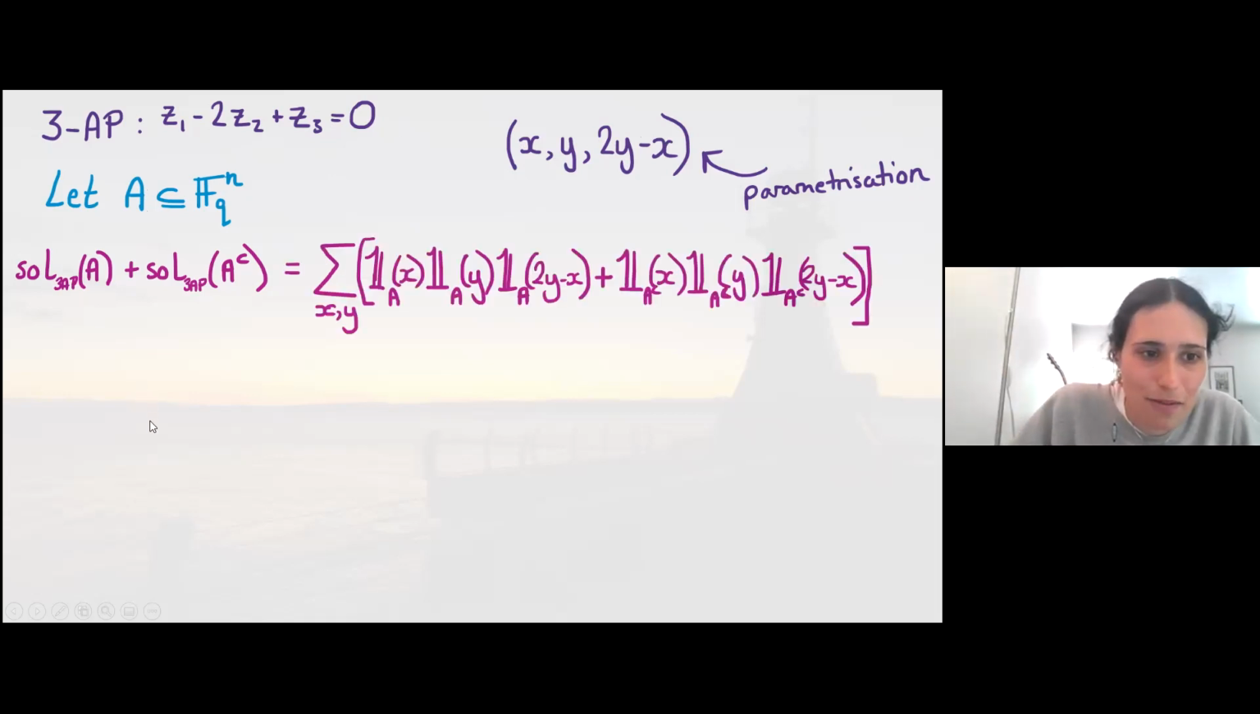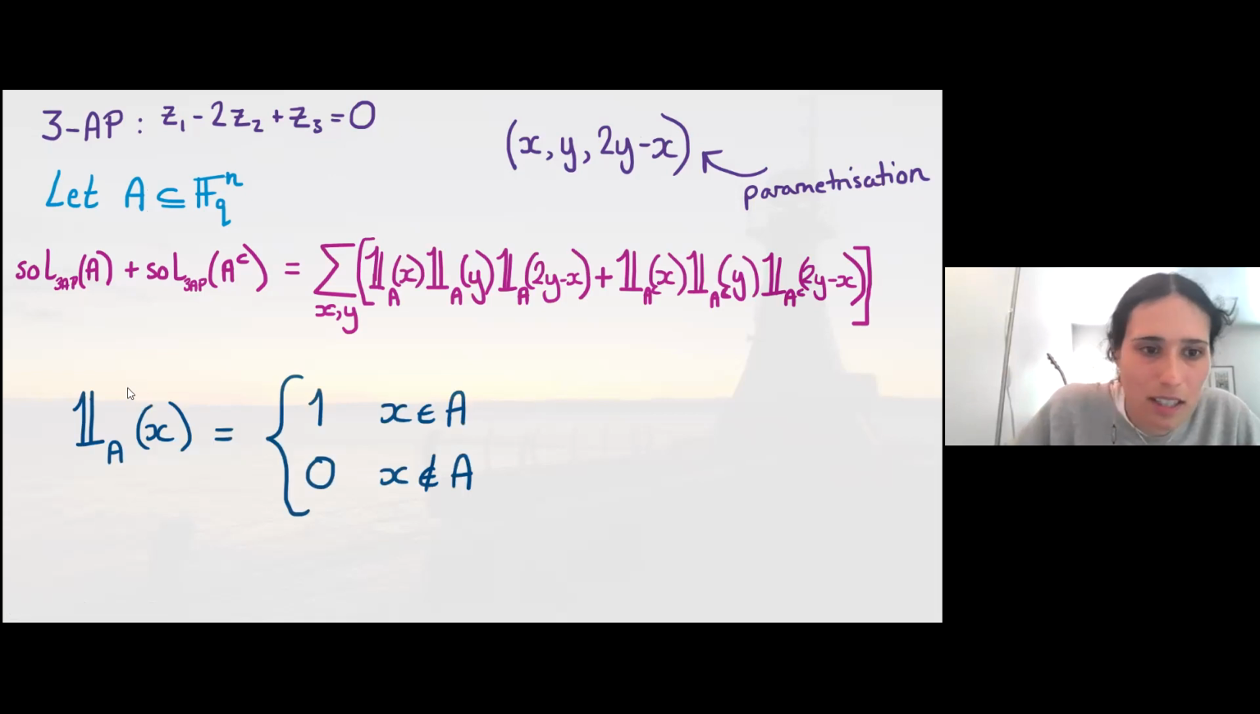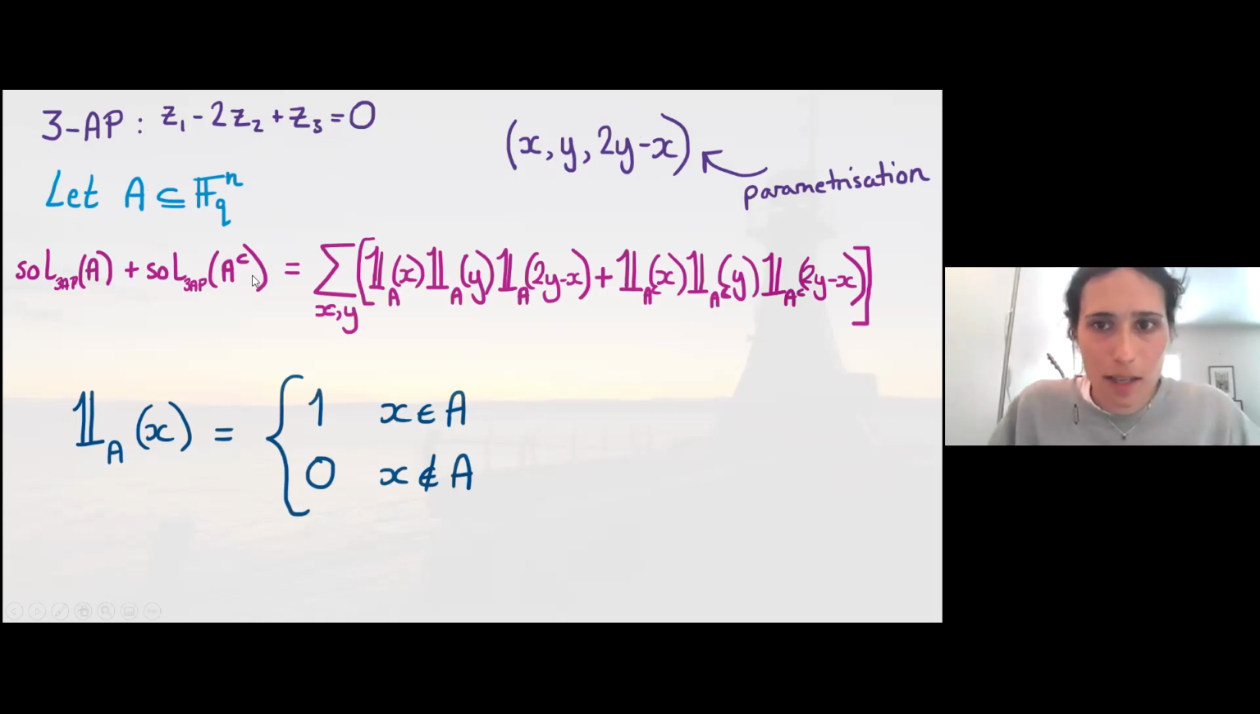So this looks kind of yucky, but essentially what are we doing here? We're just writing the number of solutions in terms of indicator functions, and you'll see that it all works out really nicely once you bear in mind these indicator functions. So we've seen that we can parameterize the solutions by fixing x and y. The indicator function gives you a 1 if x is in the set, and a 0 if x is not in the set. So if you look here, this product is going to give you a 1 whenever this particular solution is in the set A.